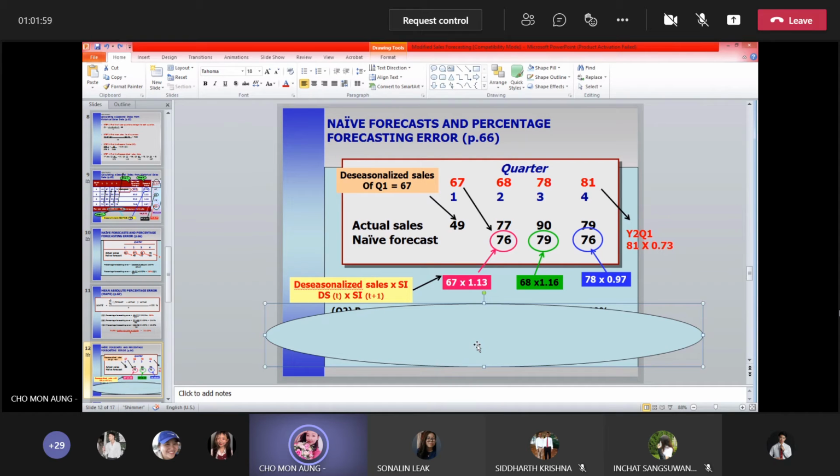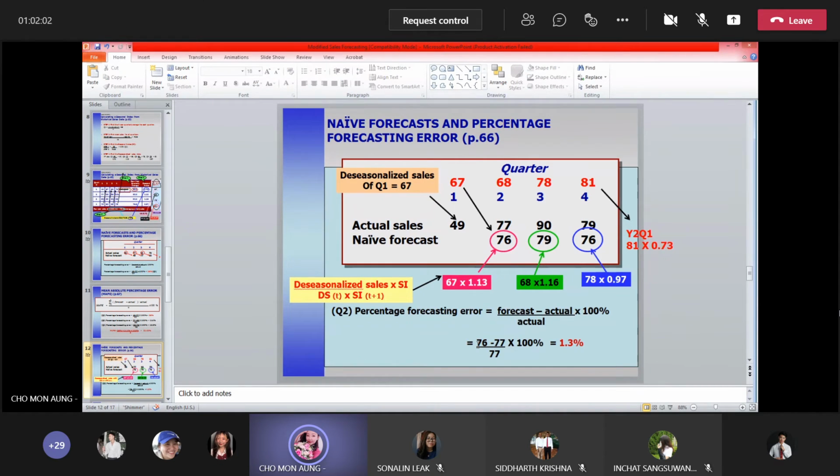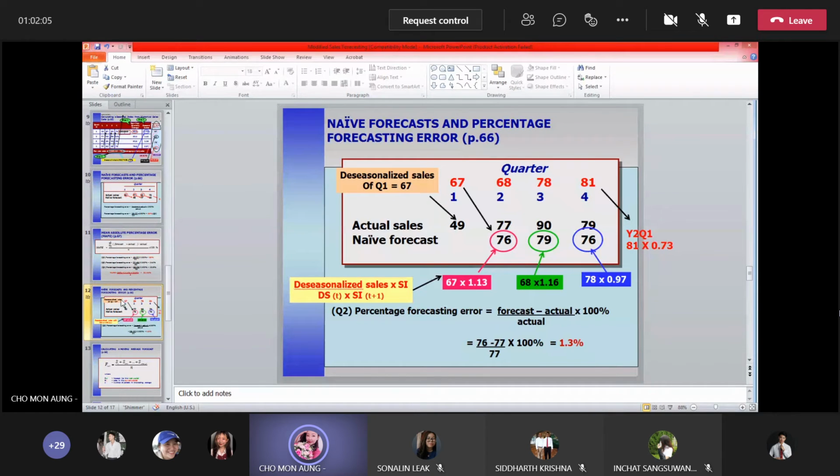Yeah. Okay, I'll give you some time. Let me do this one first, and then I'll give you time to review, okay? So now when we get the forecast by using the naive forecasting method, the forecasting error is forecast minus actual divided by actual multiplied by 100%. So the forecast from naive will be 76 here, and actual 77, divided by 77. So for quarter 2, the error we make here is only 1.3%.